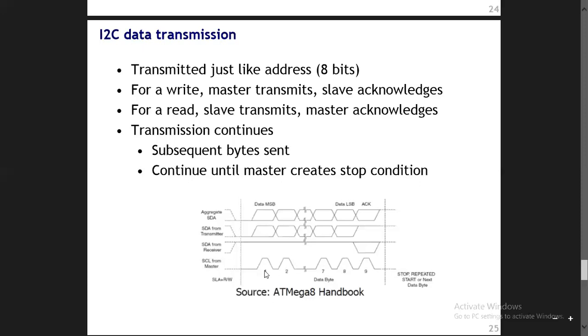There are 8 clock pulses for the 8 bits of data, and the 9th clock pulse will of course be for the acknowledgement bit, which the receiver uses to acknowledge the data reception. Now this is something we have to keep in mind: the acknowledgement always comes from the receiver, whether it is the master or the slave. The receiver of data will always acknowledge, and it is always on the 9th clock pulse that the acknowledgement is made.